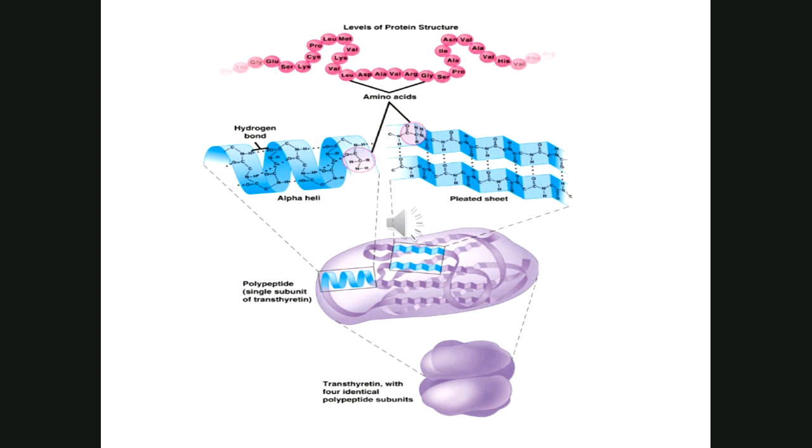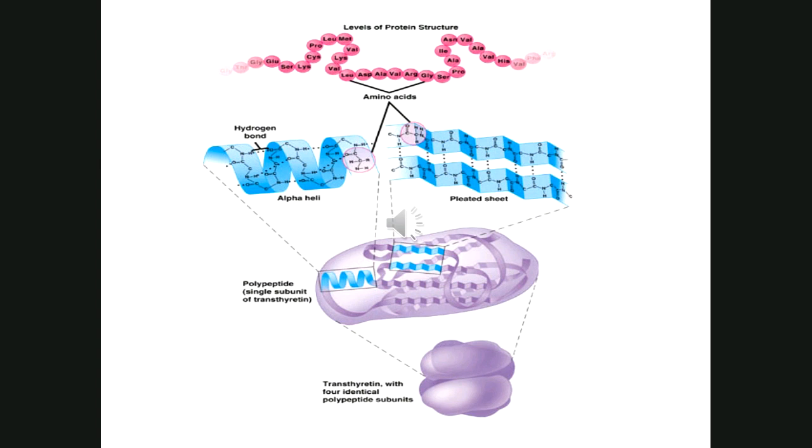And even more complex is the quaternary form, which is the clustering of all those shapes, the alpha helix, the beta pleated sheet, I always call it a beta sheet, and tertiary, all clustered together, forming a quaternary structure, like hemoglobin. Hemoglobin has four subunits, alpha 1, alpha 2, beta 1, beta 2, clustered together. So this is for the protein.